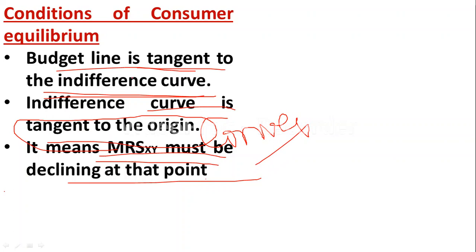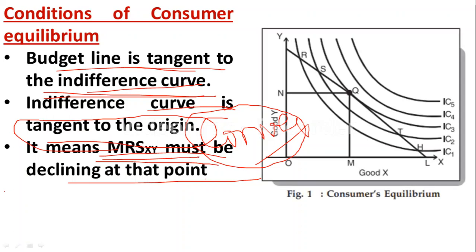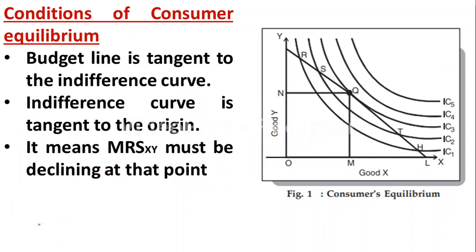One is budget line is tangent to the indifference curve, and the second condition is indifference curve is convex to the origin. Then it means MRSXY is declining. At that point we can find the consumer's equilibrium. So let us study it by using this diagram. So here you can see, to find the consumer's equilibrium we can bring together indifference curve map and budget line.